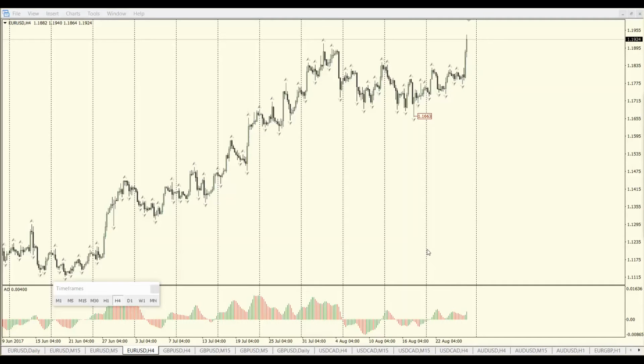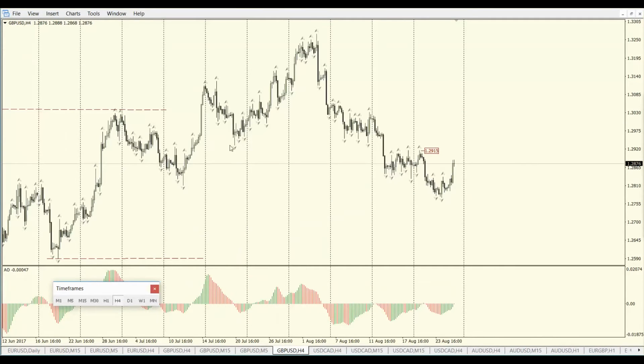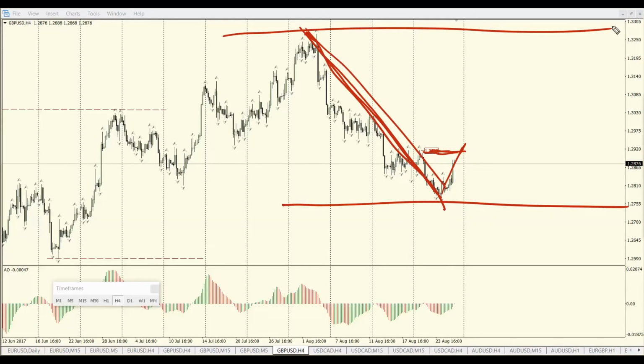Next pair is British pound. British pound, the impulse down of D1 level is still developing, and I am just staying away from this pair until this impulse is finished. You can see here from the H4 time frame level, this is the pivot that is protecting the whole impulse down. And as soon as this pivot is broken, the impulse will be finished, and we will have two reference points or two borders for the D1 flat phase.